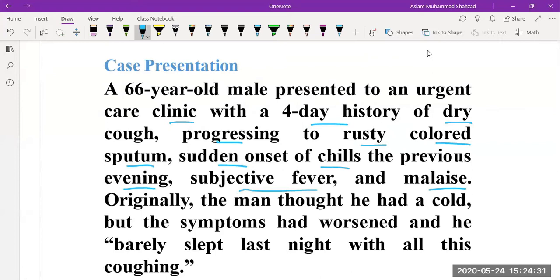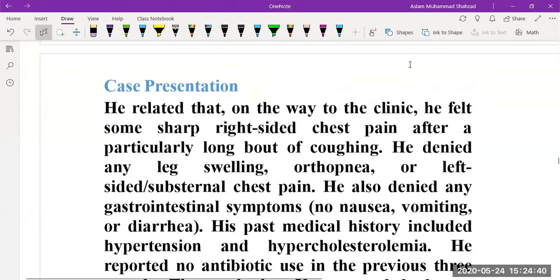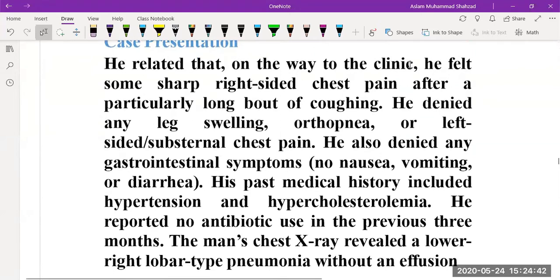Originally, the man thought he had a cold, but the symptoms had worsened and he barely slept at night with all of the coughing. He related that on the way to the clinic, he felt some sharp right-sided chest pain after a particularly long bout of coughing.